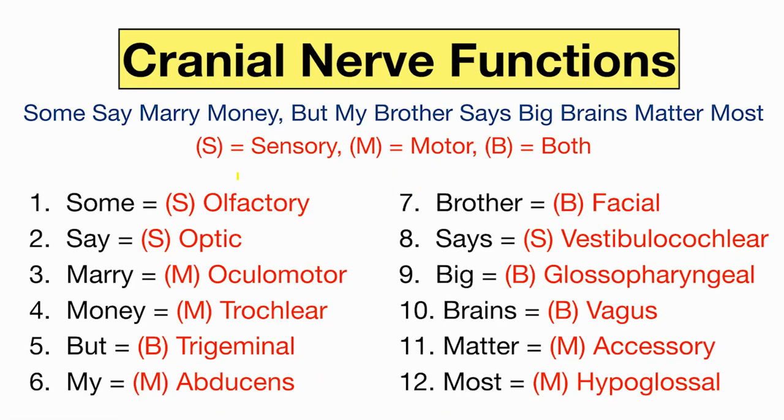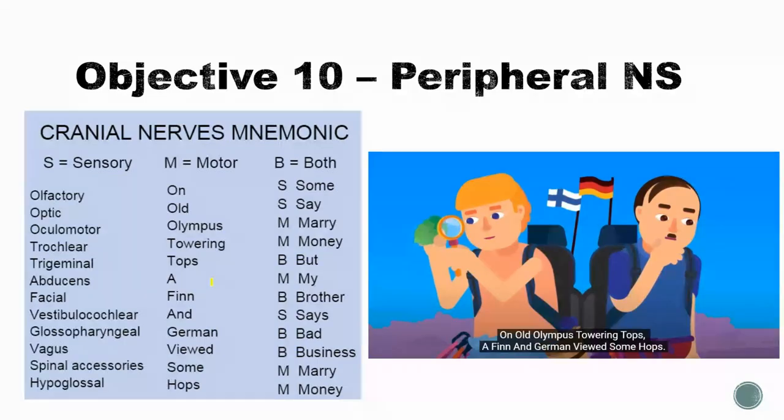Now here's another mnemonic device, but this one is about remembering function. So is it sensory, motor, or both? And so these letters represent that. So here we have some say marry money, but my brother says big brains matter most. So if you know this mnemonic, you can know whether it's sensory, motor, or both.